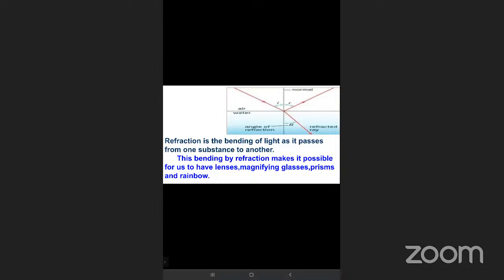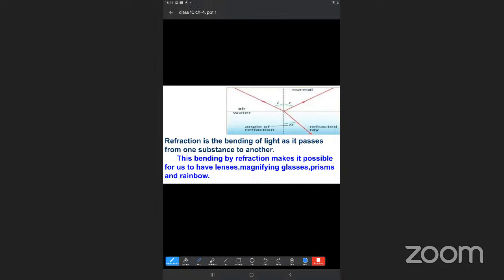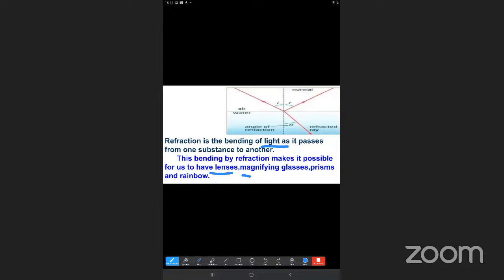Our chapter name is refraction of light at curved surfaces. Refraction is the bending of light as it passes from one substance to another. That means this bending by refraction makes it possible for us to have lenses, magnifying glasses, prisms, and rainbows.